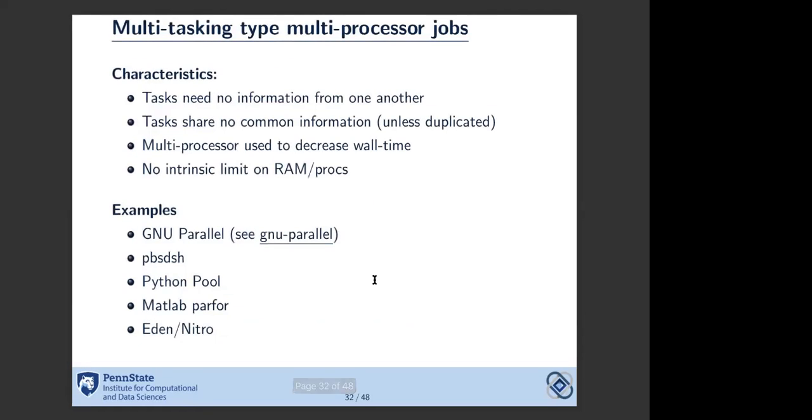Diving into each of those: multitasking or multiprocessor jobs. These are the easiest to make parallel, because no task needs any information from another. Sometimes these are called perfectly or embarrassingly parallel tasks or workflows. There's no inherent limit to the amount of RAM or processors you can use. It's really a question of what resources you can take advantage of.